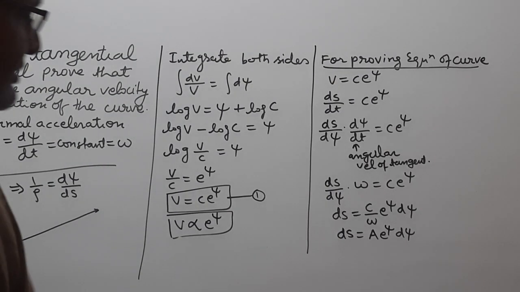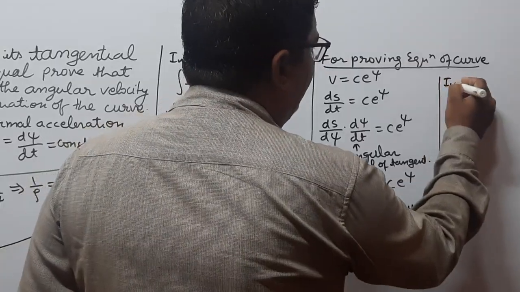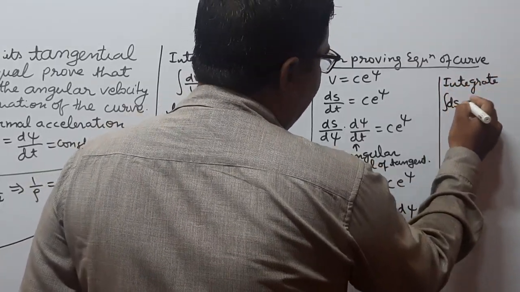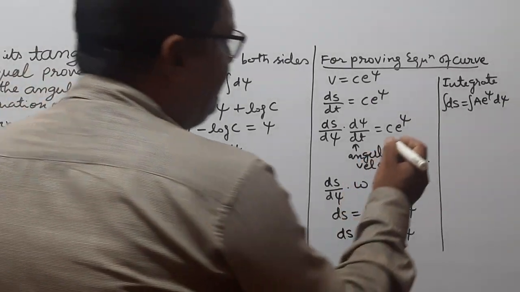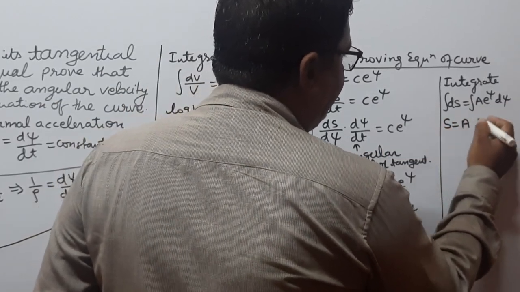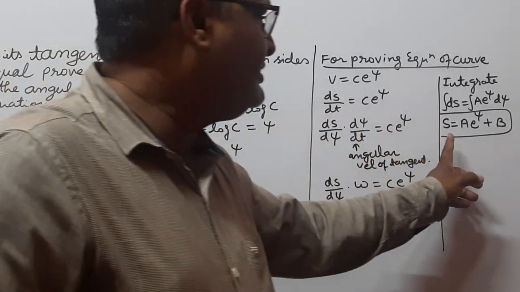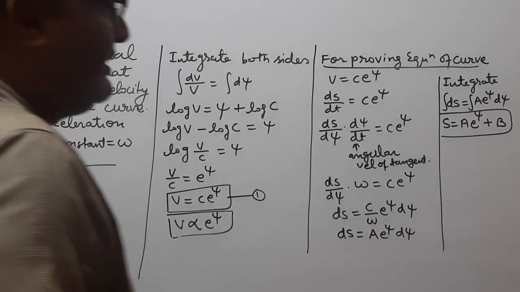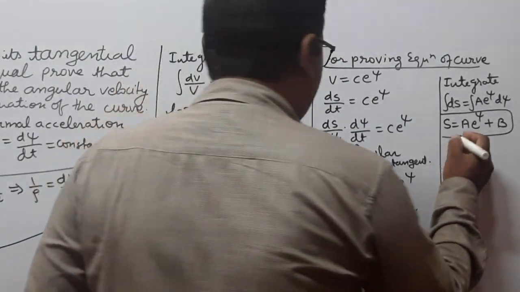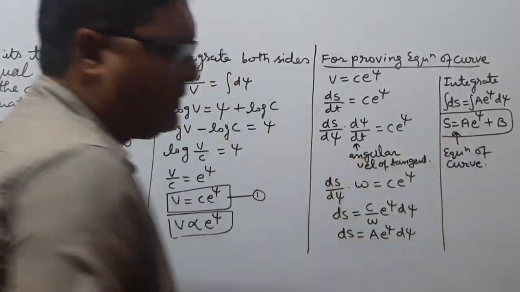We know that this is a first order, first degree differential equation in variable separable form. So we integrate both sides. ds is equal to integration of A e to the power psi d psi. Integration of ds is s, A is constant, and integration of e to the power psi is e to the power psi, plus another integration constant b. So we can see this is the relation between s and psi. s is the arc length and psi is the angle made by the tangent with the positive direction of x-axis. So this represents the equation of the curve. Thank you.